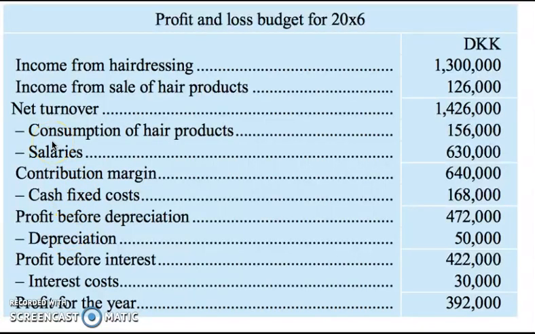So taking the new assumptions into consideration, we get a new profit and loss budget for 2016. The income from hairdressing would increase, and so on. And as we see, when we look at all the figures, we have a profit for the year of 392,000. In other words, the company is expected to improve its profit by 67,000 from 2015 to 2016. This gives us an indication that the company is actually being successful following up on their strategy.